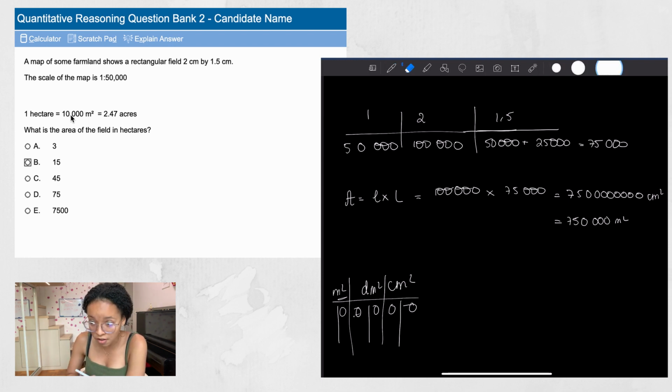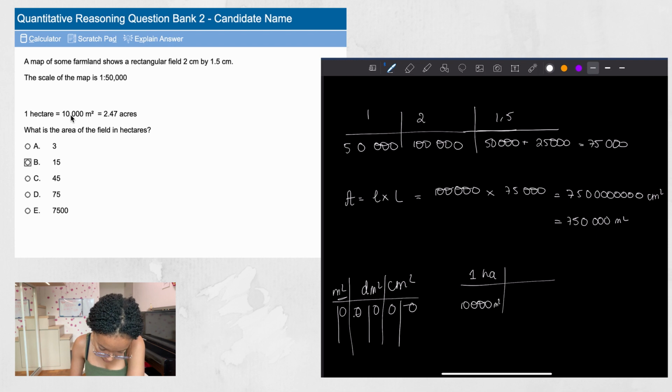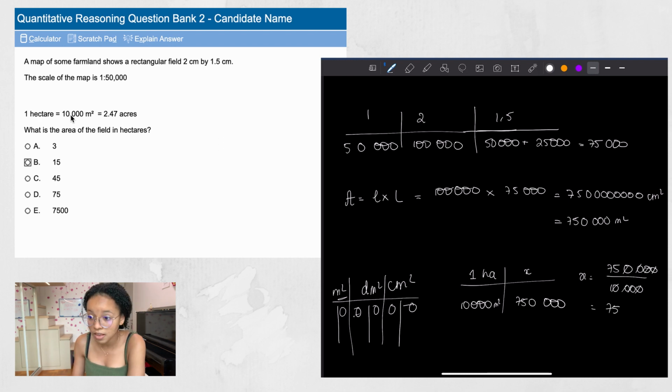And then let's just convert it to hectares. So they tell you that 1 hectare, HA, is equal to 10,000 square meters, and I have 750,000. So what is equal to x? X is actually equal to 750,000 divided by 10,000. So let's take the extra zeros that we don't need, and this gives us 75, which is answer D, which is the correct answer. The answer was not B.